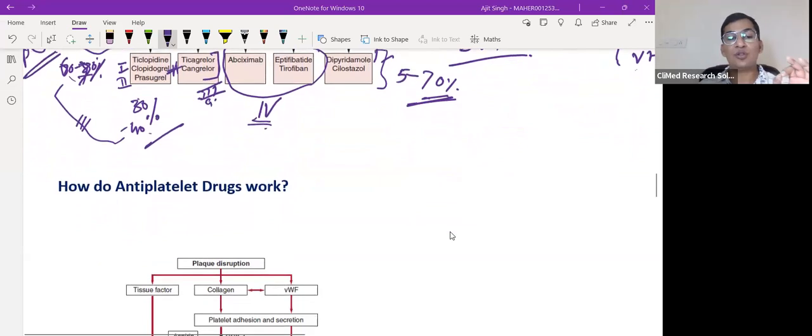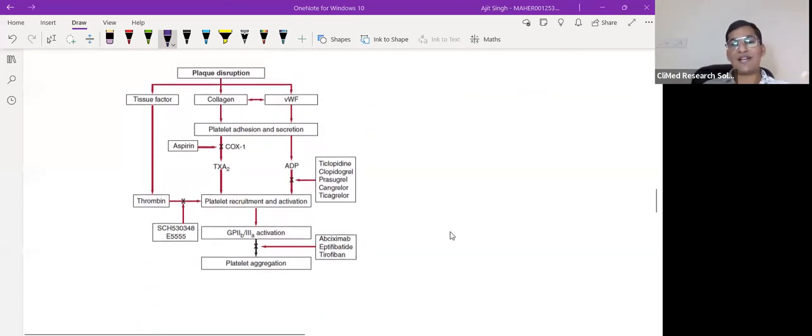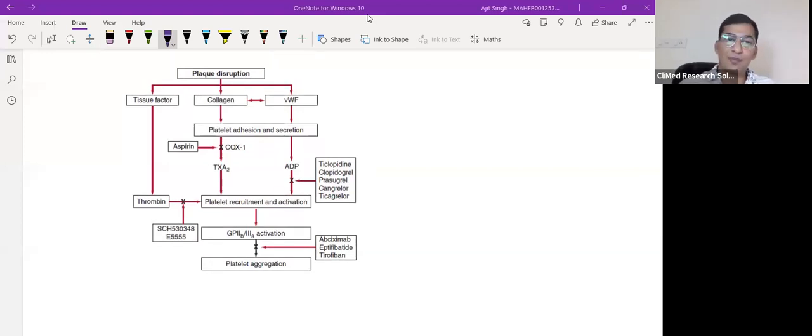Now I'll come to the things. We have understood this already. I told you this, I've already described it with the platelets. When there is plaque disruption, collagen comes out and von Willebrand factor comes out, and aspirin stops the platelet adhesion and secretion by stopping the thromboxane A2 at the platelet surface.